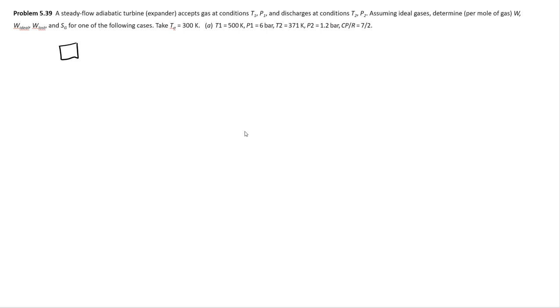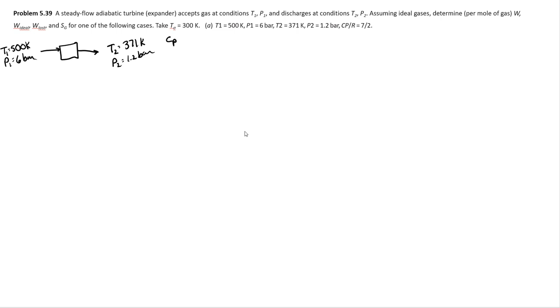Take T surroundings of 300 Kelvin. So we've got a little turbine here. T1, 500 Kelvin, P1, 6 bar, T2, 371 Kelvin, P2, 1.2 bar.